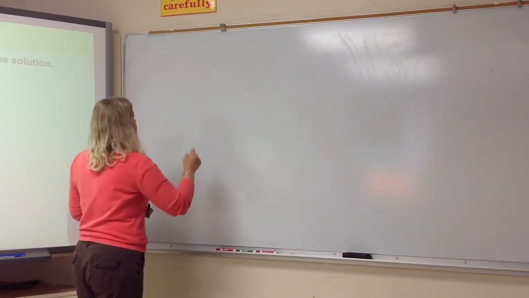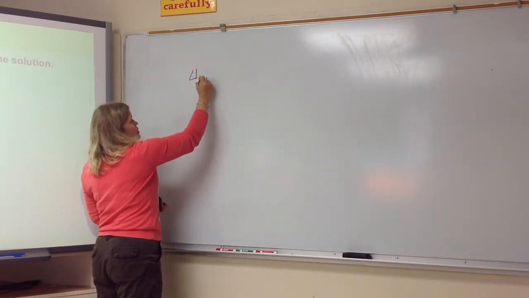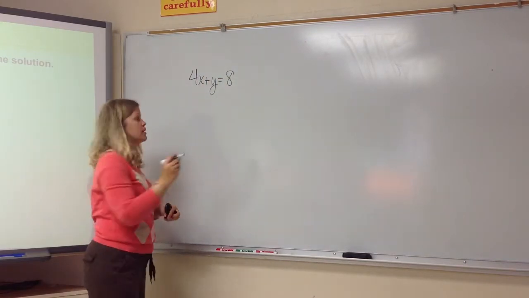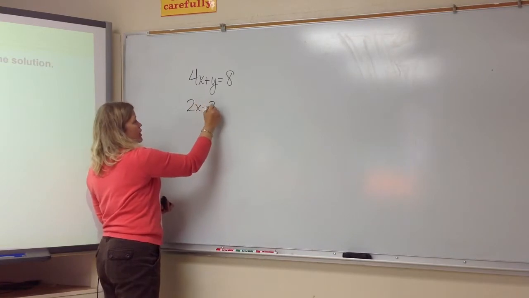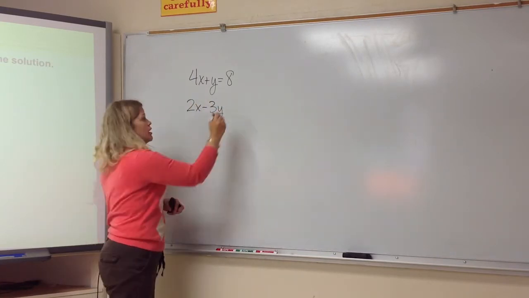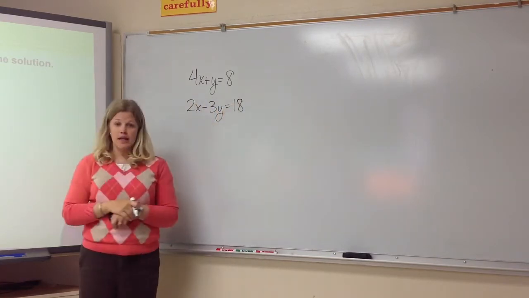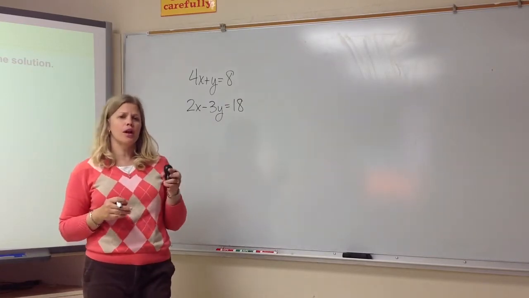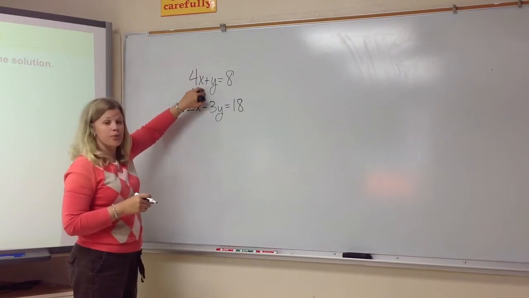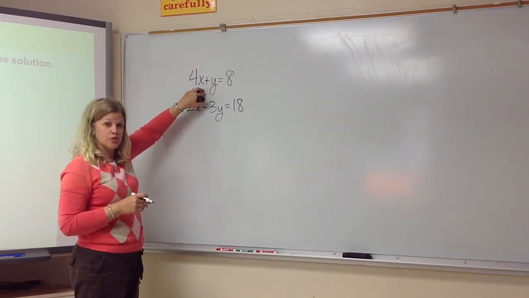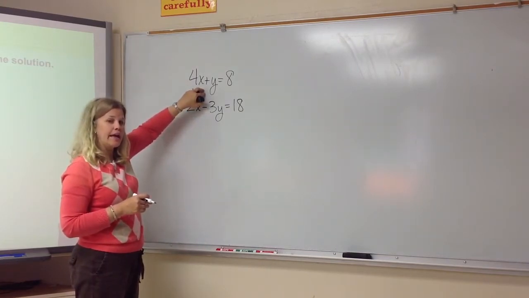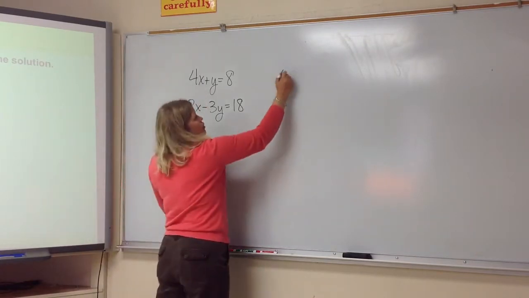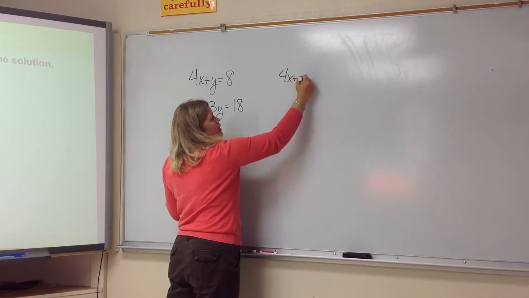So, I'm going to give you a system of equations. I've got two of them. 4x plus y equals 8, and 2x minus 3y equals 18. Okay? Well, if you recall, what's our first step? Oh yeah, we need to graph it. There's a couple different ways you could graph this. I think for today, we'll just look at getting it in slope-intercept form. So we've got 4x plus y equals 8.